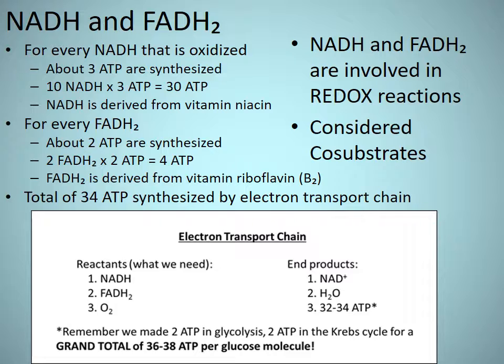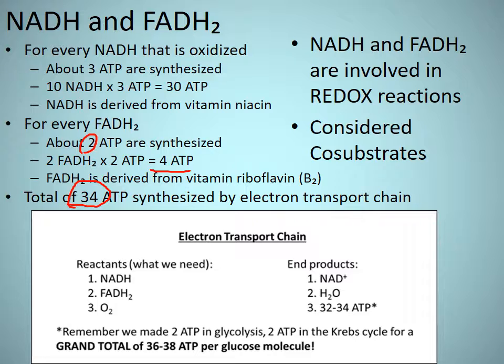For every FADH2 that is produced, and again, there's only 2 that were formed as a result of the Krebs cycle or citric acid cycle, there's only about 2 ATP that are synthesized. So 2 FADH2 times 2 ATP, total of 4. So essentially, as a result of the electron transport chain, oxidative phosphorylation and chemiosmosis, 34 ATP are synthesized from the electron transport chain.